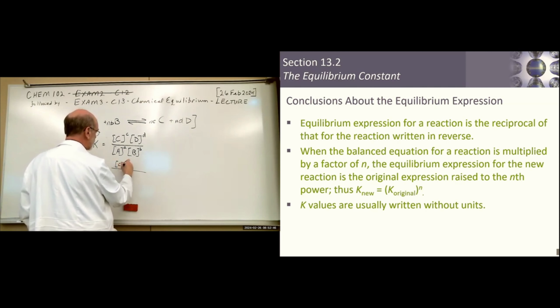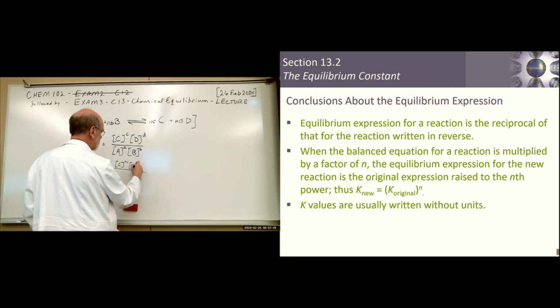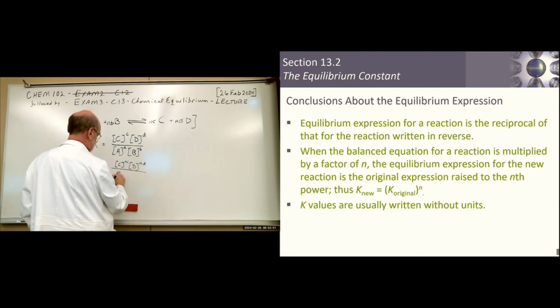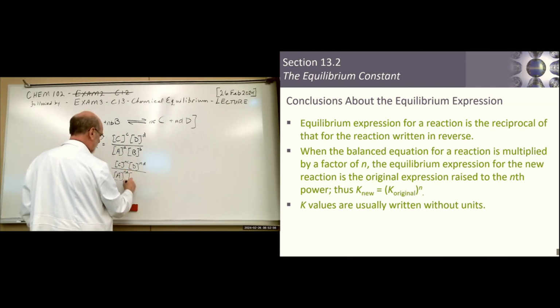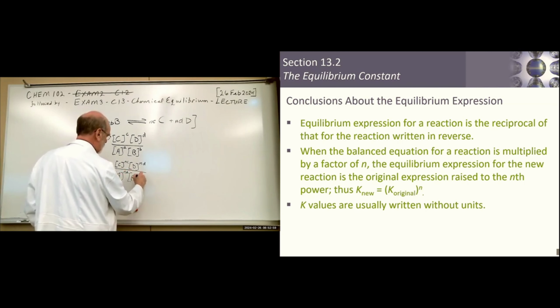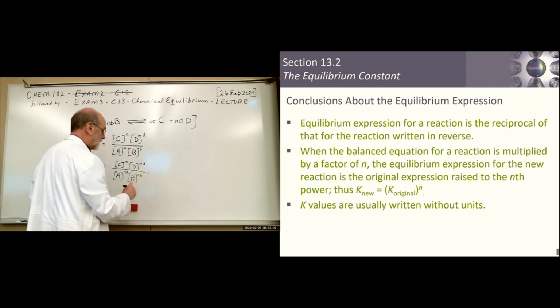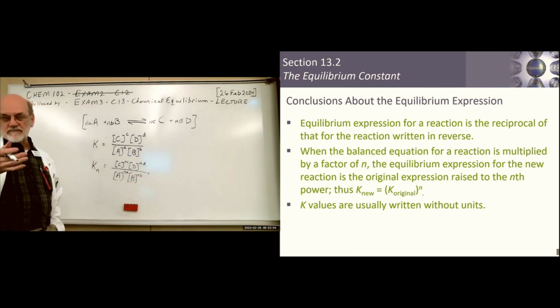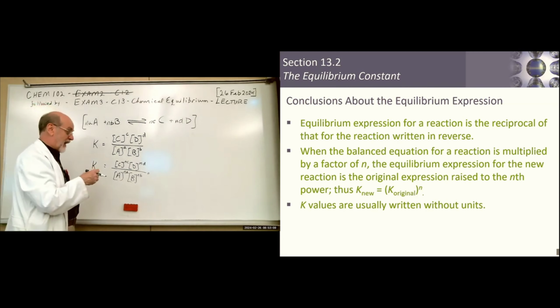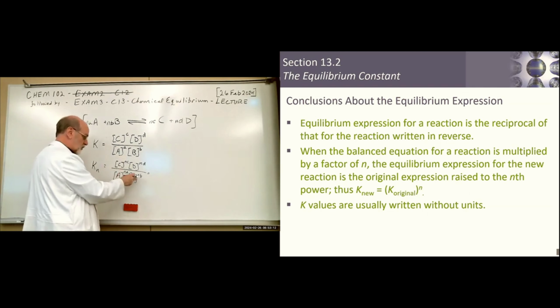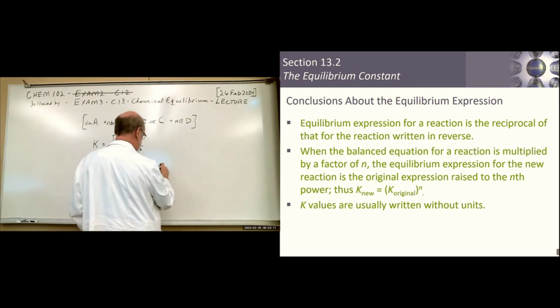Well, now it's C to the NC and D to the ND and A to the NA and B to the NB. So one of the mathematical manipulations you can do is you can factor out powers. Each one of these powers is multiplied by n. So what we can do is we can factor out those powers.